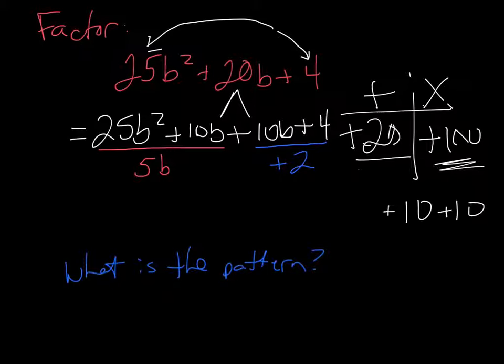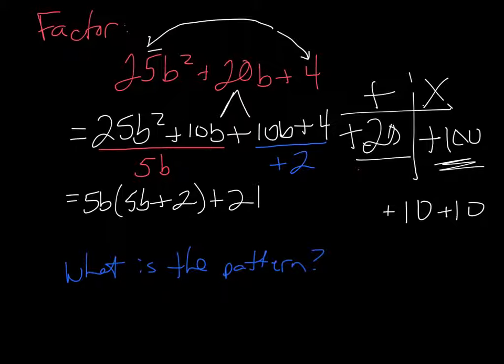So factor those out, and I'll think to myself, what's 25 divided by 5 after I've factored it out? I know that 25b squared divided by 5b is 5b. And I also know that 10 divided by 5 is 2, and the b's will cancel out. Plus 2 right here, and I'll do the same math. So 10b divided by 2 is 5b, and 4 divided by 2 is 2.